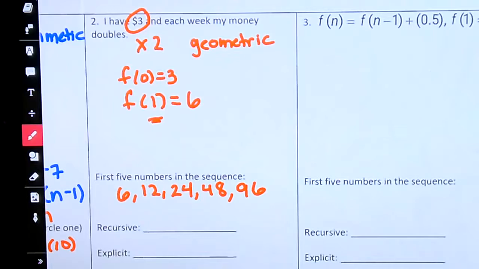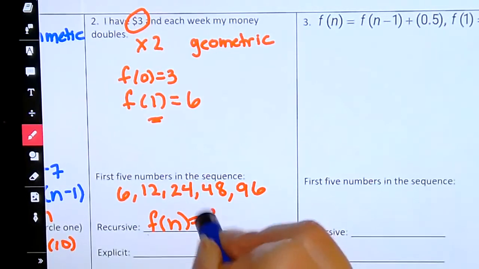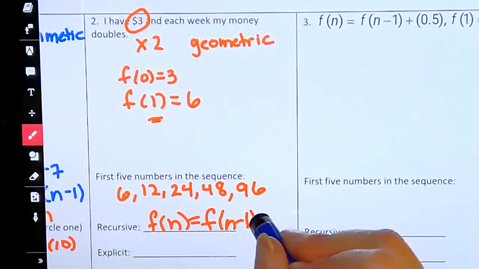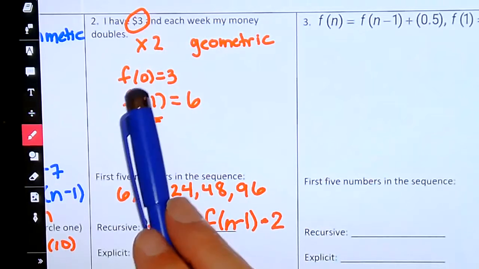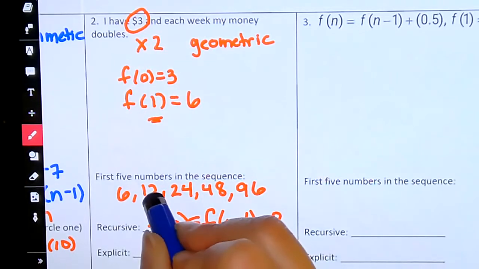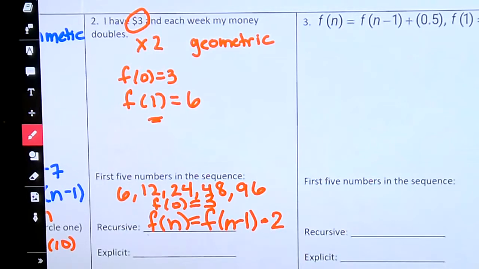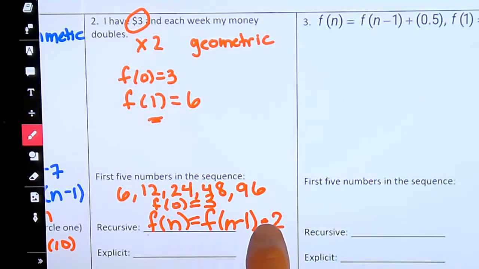So the recursive formula for this: f of n is equal to f of n minus 1, and then what we're doing is timesing by 2. Now I also need my start, so I'm going to give the f of 0, which is 3. Okay, so saying that my f of 0 is 3, and then giving this, that's my recursive.